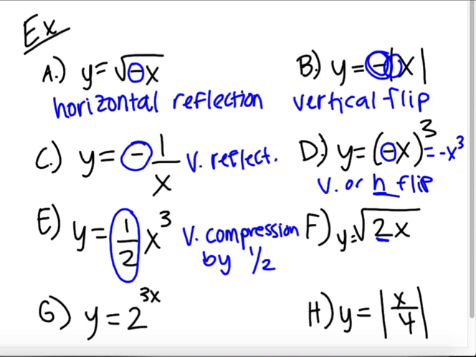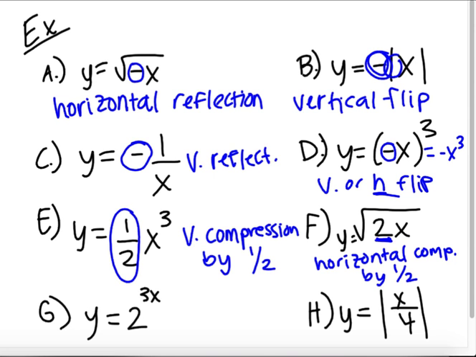This 2 that's inside with your x on part F is going to affect it horizontally, so I know it's going to be a horizontal something. Horizontal, and then you would think that it would be multiplied by 2, that would make something bigger, but it's with the x, so it's lying, so it's really being divided by 2. So it's a horizontal compression, really like by a factor of the reciprocal of that, so by a factor of 1/2.